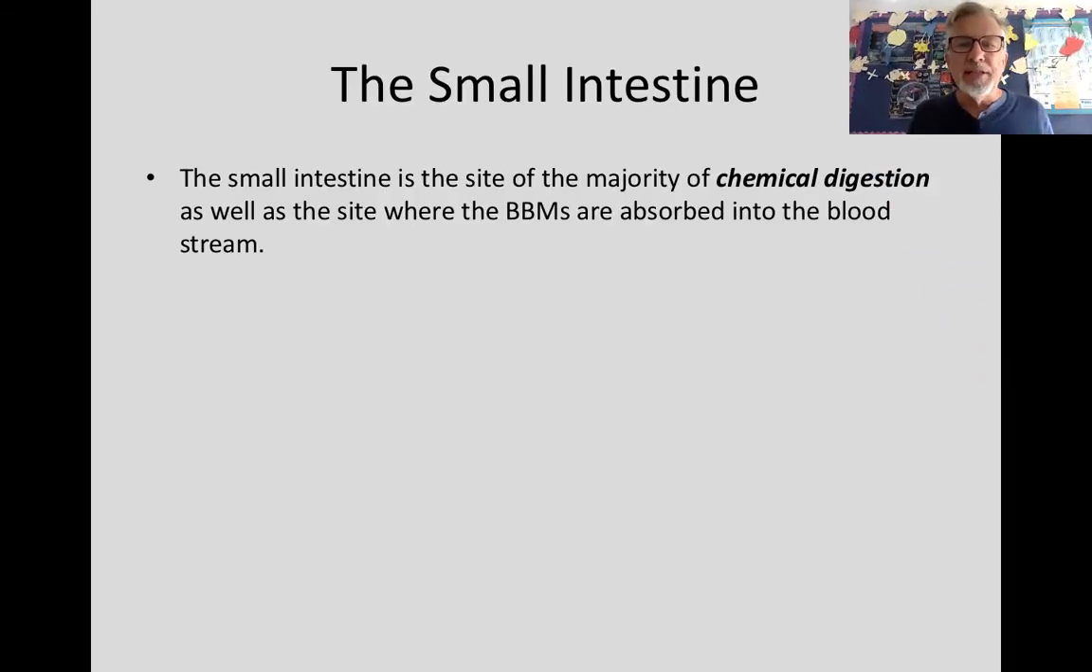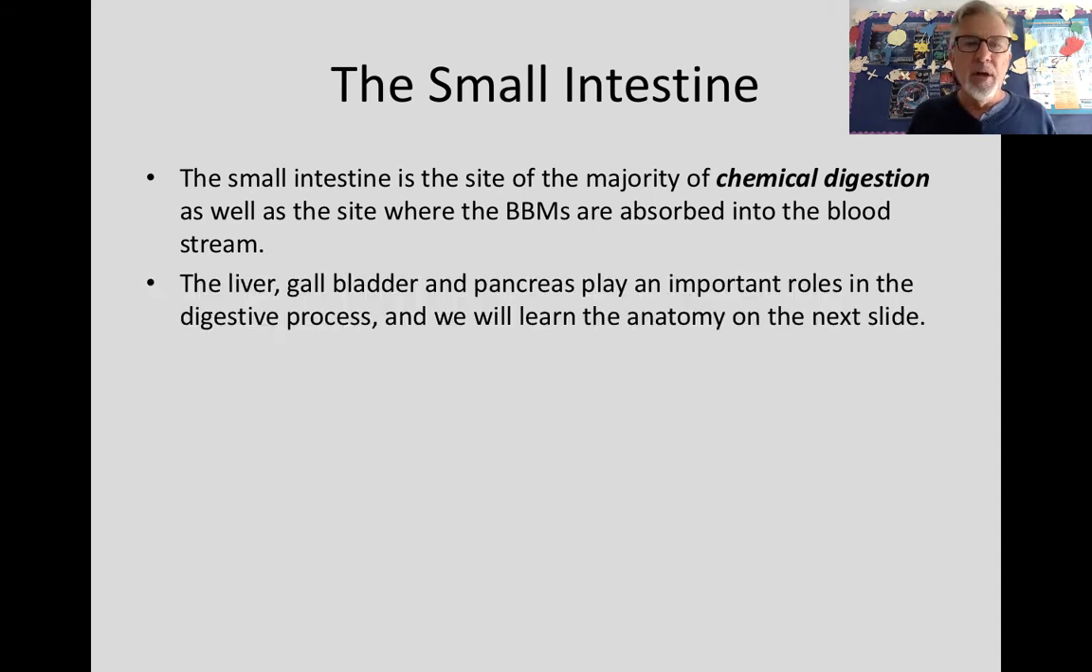The small intestine is where the majority of chemical digestion occurs. And what that means is that the macromolecules in the food are turned into building block molecules, and then they are absorbed into the bloodstream. The liver, the gallbladder, and the pancreas play important roles in the digestive process, and we will learn about the anatomy in the next slide.